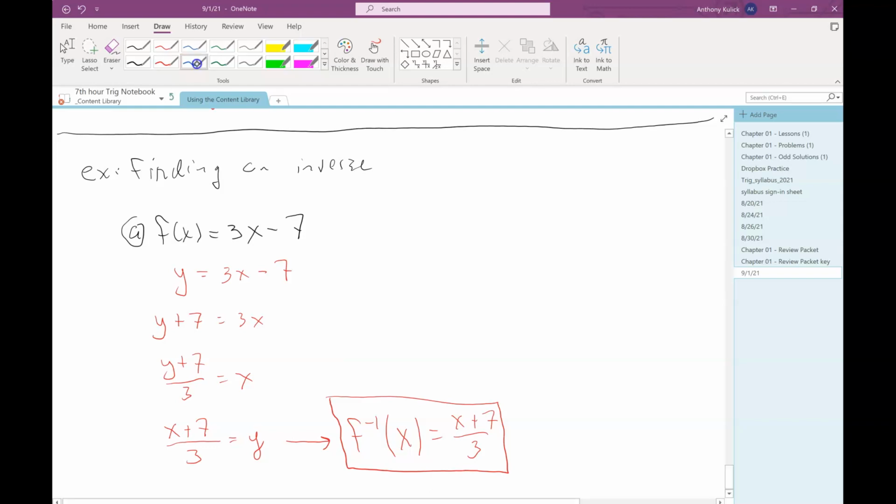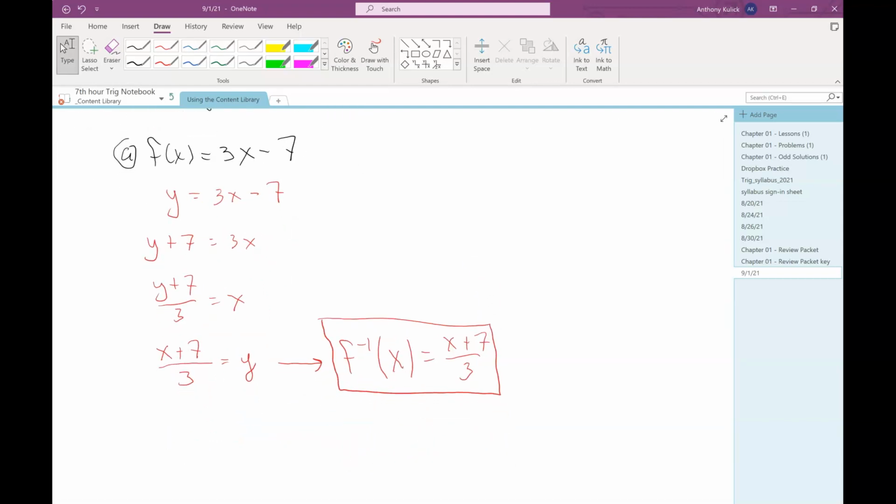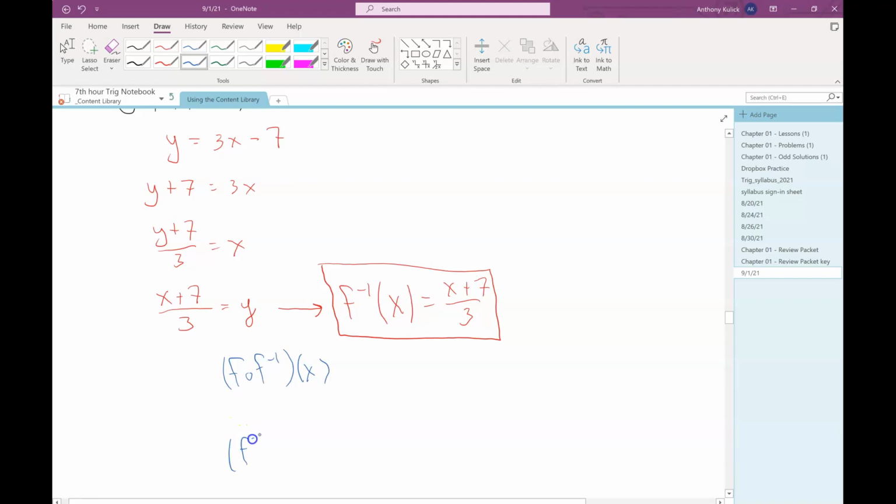Now, I can say that these two things are inverses. If I want to confirm or prove that they're inverses, I need to use my definition of inverse that we defined just a few minutes ago. So I need to show that f compose f inverse of x is equal to x, and I'd also need to show f inverse compose f of x is equal to x also. So let's do that, just to confirm that this is my correct answer.